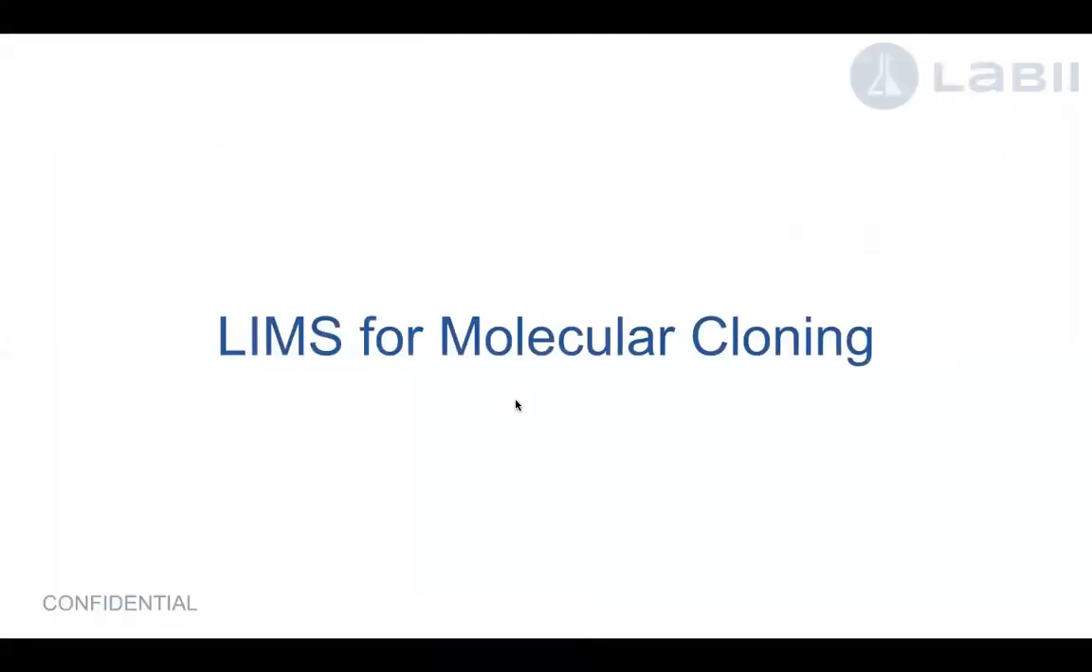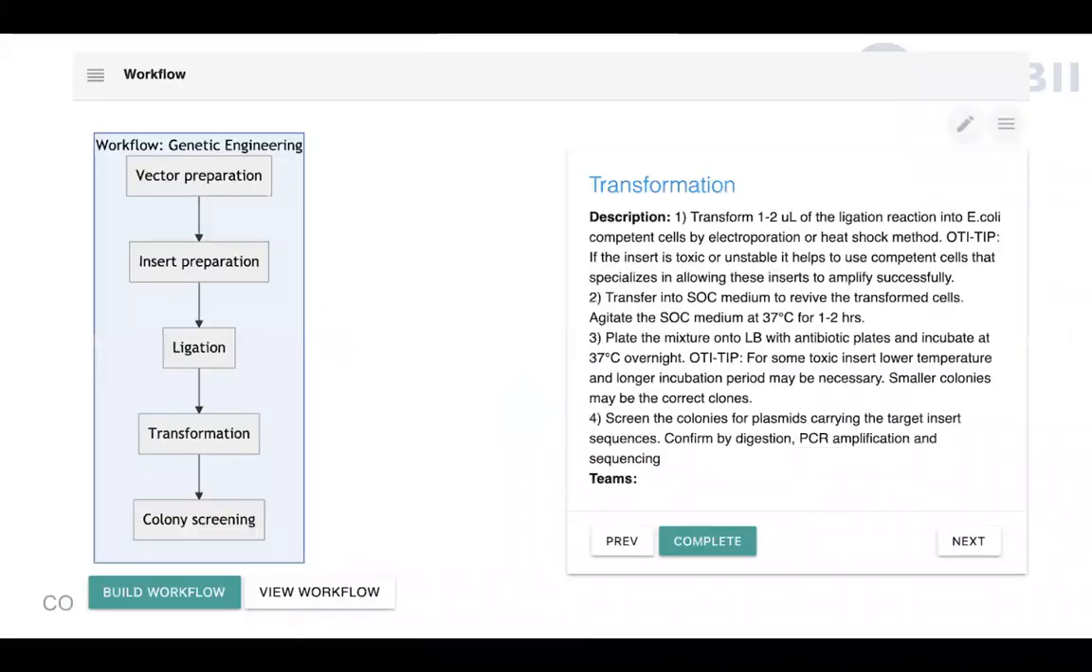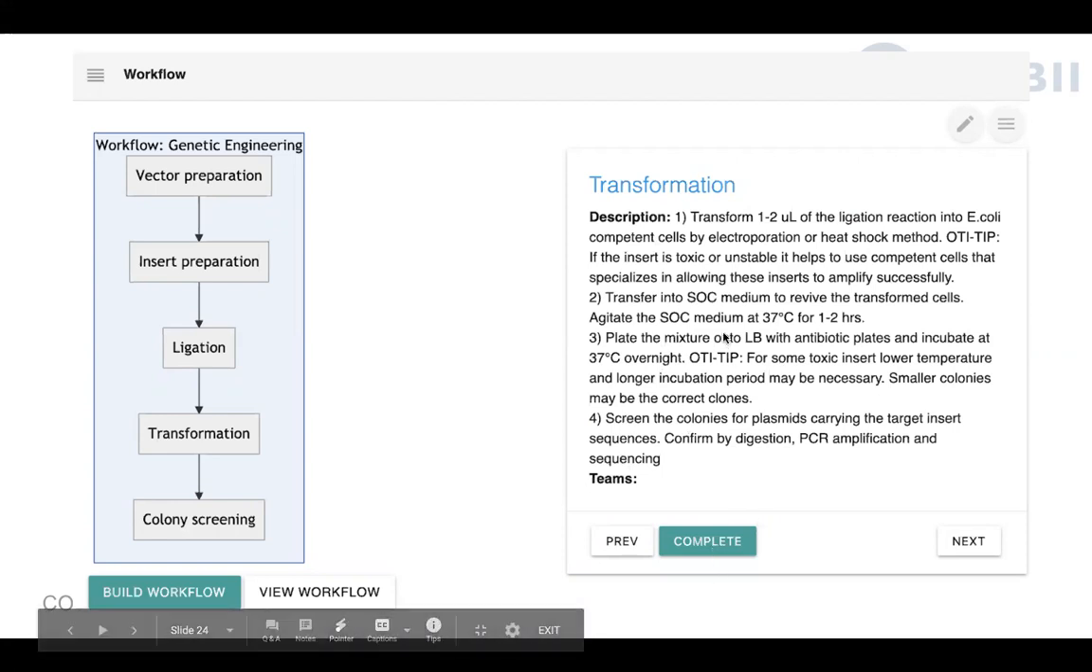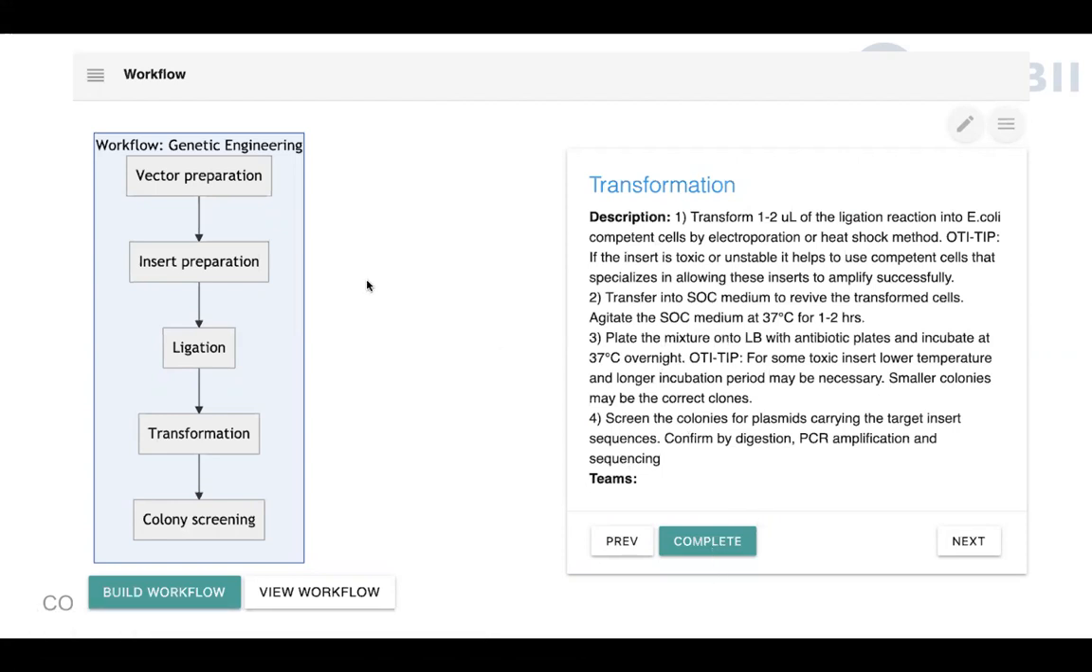And similarly, it can be used for molecular cloning. So over here, when you prepare the filter and then the insert preparation, you do ligation, transformation, and finally you get the cloning screening. And then for each step, if you want to put in more detail, as you can see on the right side, for one particular step, it can tell you exactly in detail how you want to do it. And then just click complete once you finish one particular step.